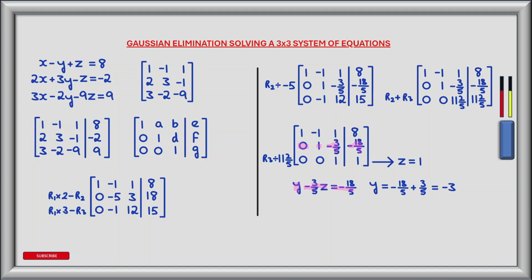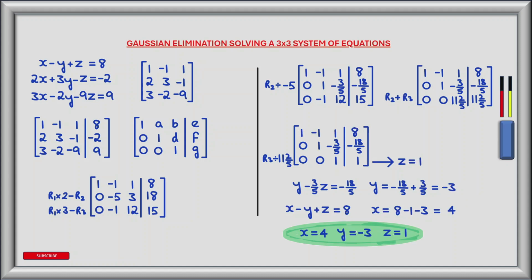If we substitute for z, where z is equal to 1, this gives y equals minus 18 over 5 plus 3/5, which is equal to minus 3. If we now look at row 1, we have 1x minus 1y plus 1z is equal to 8. So that's x minus y plus z is equal to 8. If we now substitute z equals 1 and y equals minus 3, we get x equals 8 minus 1 minus 3, and that equals 4.